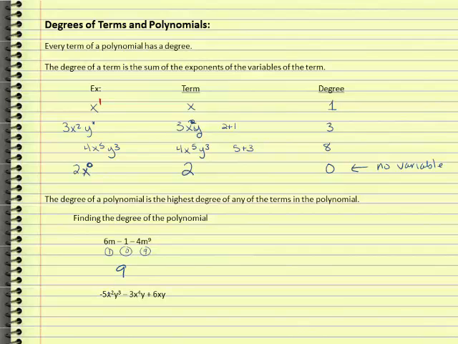Here I have 2 plus 3, so that's 5. 4 plus 1 is also 5. 1 plus 1 is 2, so my degree is 5. 2 plus 2 is 4. I have a 3. 1 plus 5 is 6, and here I have a 0, so my degree is 6. 1 plus 1 is 2. There's a 3. 2 plus 2 is 4, so the degree of my polynomial is 4.